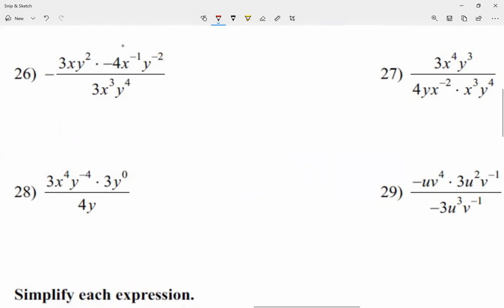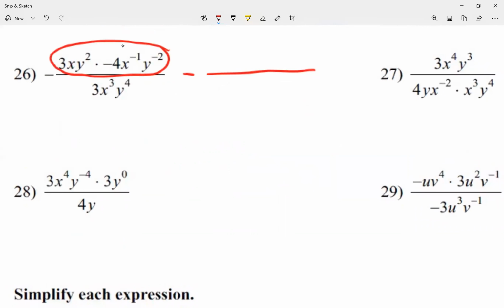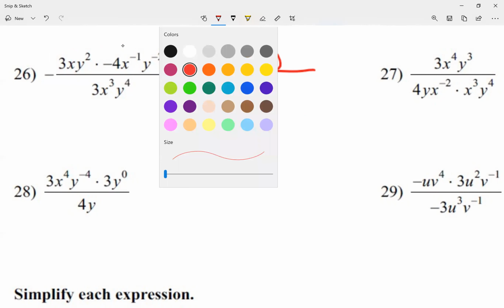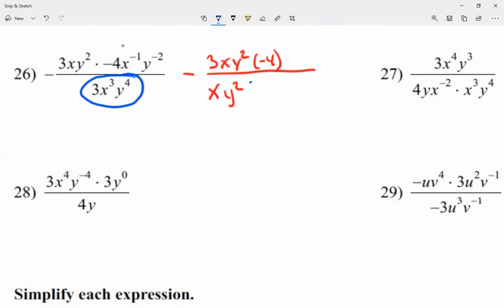So I see there's a negative in front of the fraction. Focus just on the top. Anything with a negative exponent, bring it to the bottom. So on the top, I have 3xy squared. There's a negative 4. But my x to the 1 and y to the 2, I bring it to the bottom. Right? Anything that has a negative exponent, bring it to the other side. Now I'm just going to focus on those at the bottom. At the bottom, I have a 3, x to the 3rd, and y to the 4th. Anything that had a negative exponent, I bring it to the top.